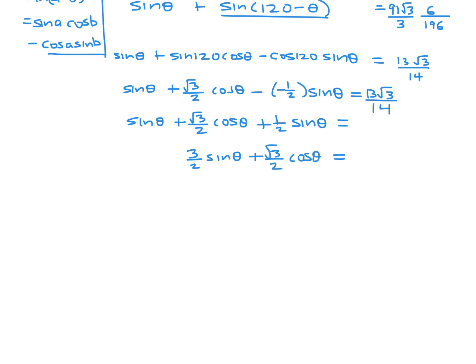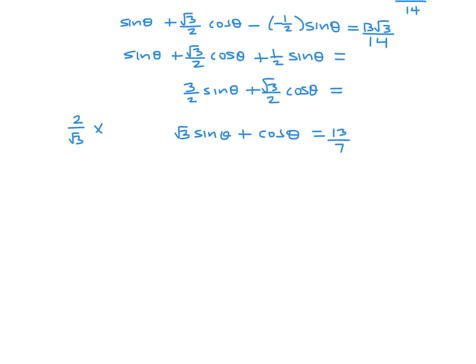If I multiply through by 2 and divide by root 3, so if I multiply everything by 2 over root 3, then that will allow me to, let's see here, this will become root 3 sine theta, this will become just cos theta, and then the other side would become 13 over 7. Okay, that's nice. And then now, oh boy, they're really making me work on this one.